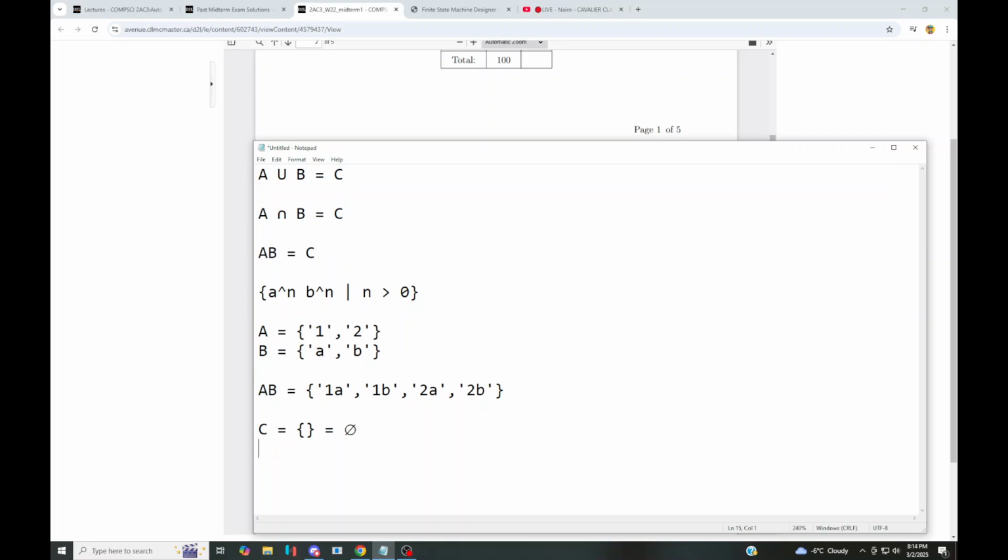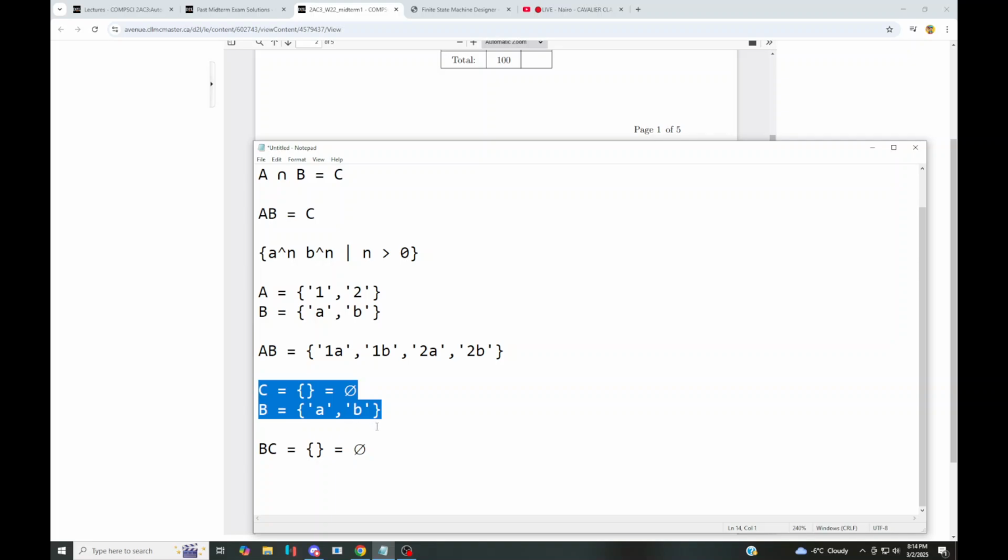And B is still the same set from before. So if you're trying to do the concatenation between these two, and you're like, okay, I'm going to combine A with every element in C. Well, there's no elements in C. Okay, let me combine B with every element in C. Well, there's nothing. So you still have the empty set. You still have the null set.